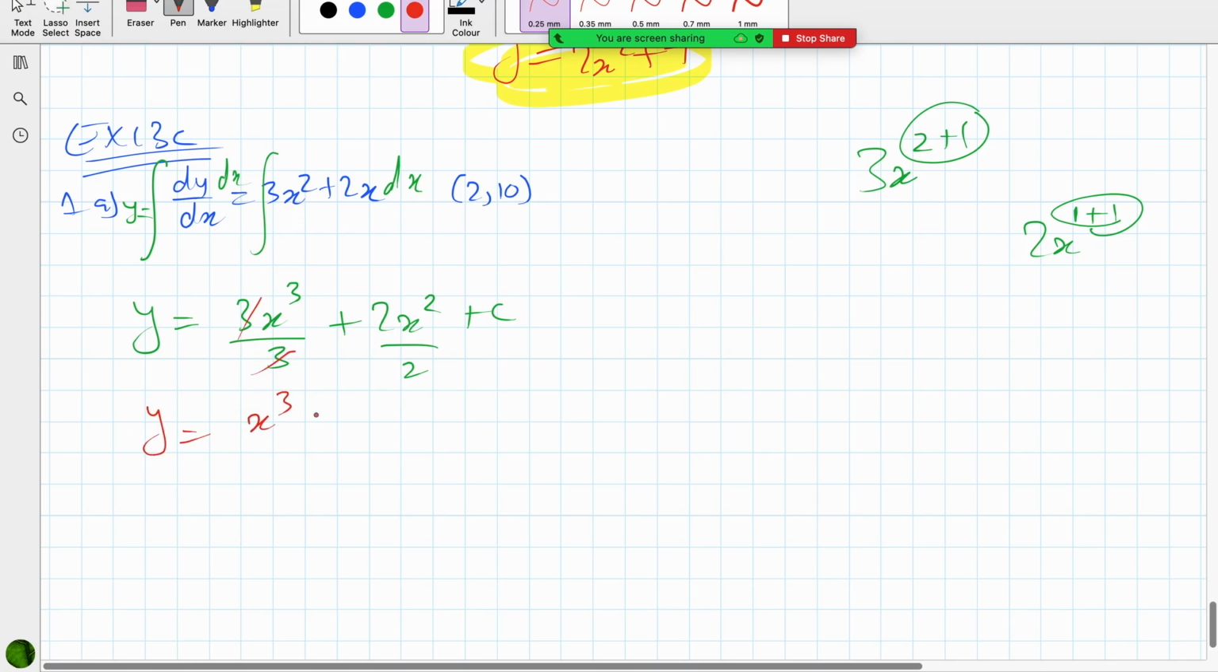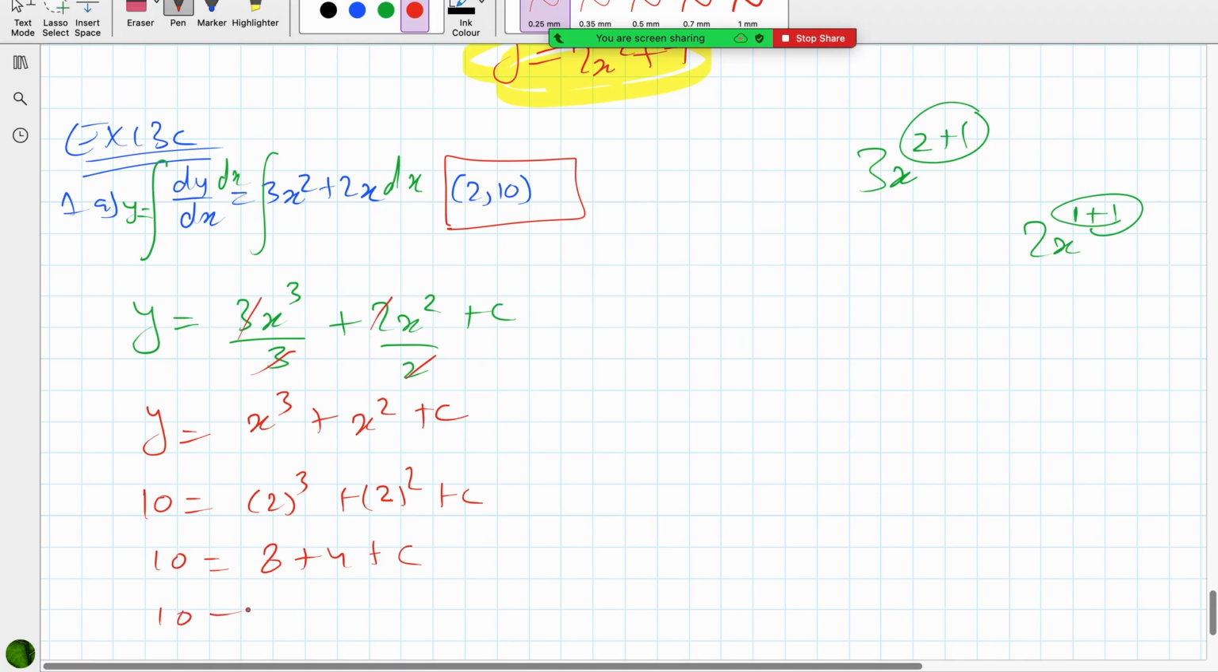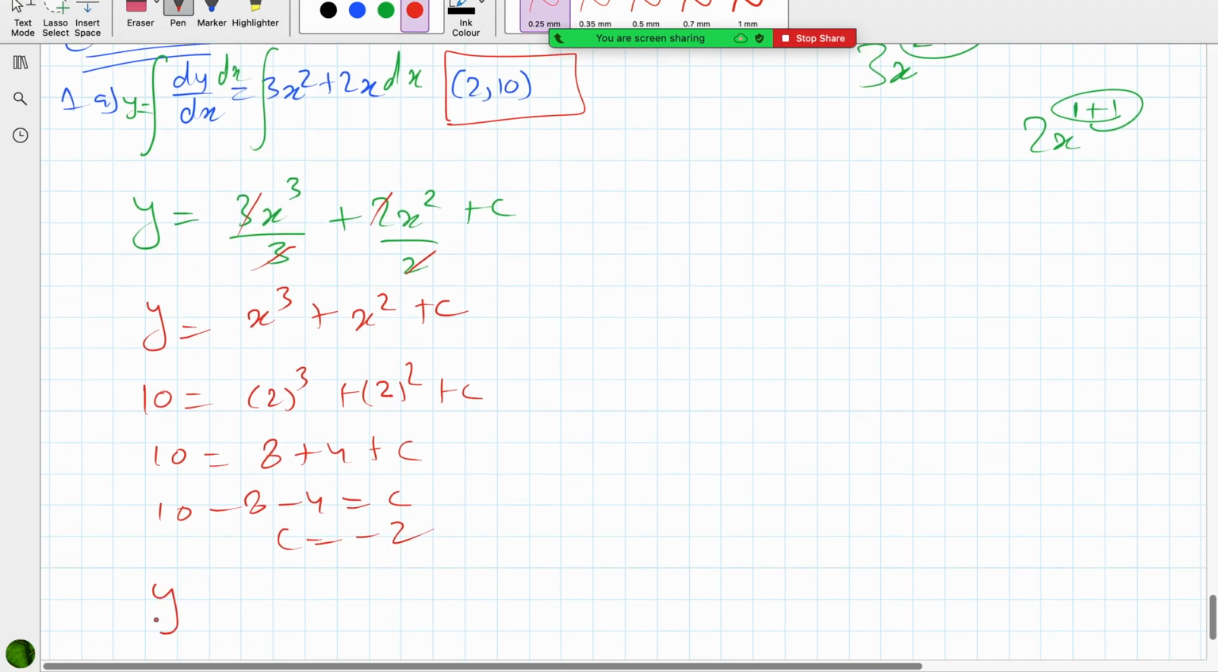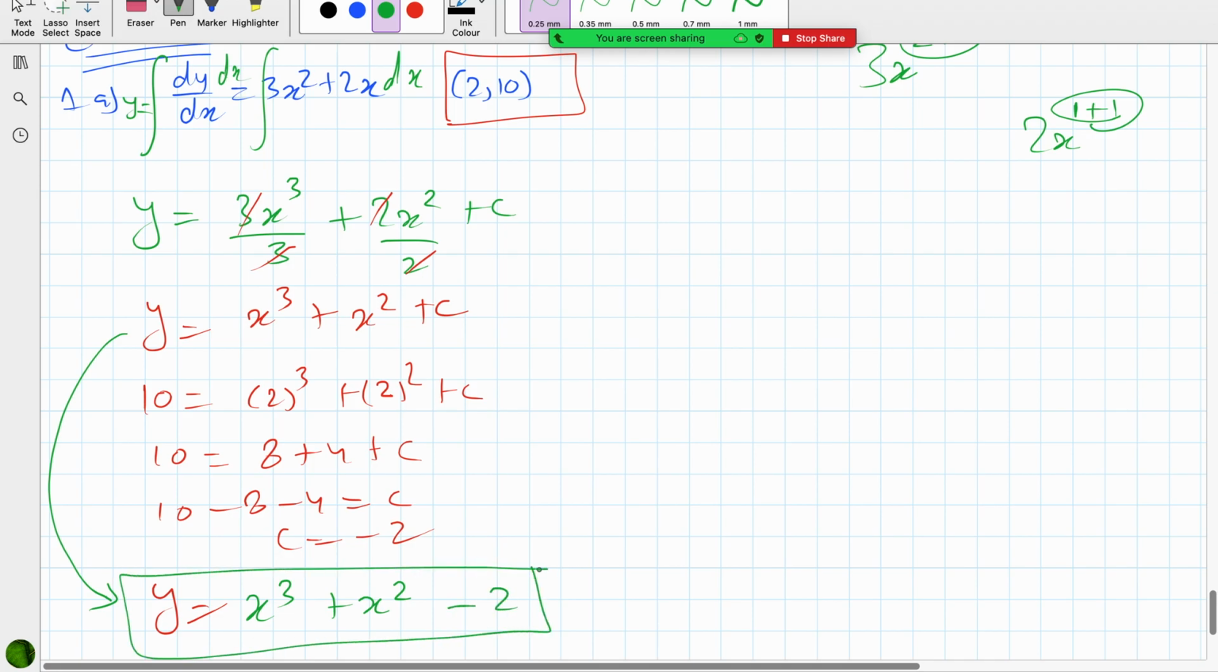So just simplify it before we find c. Now we know that it passes through (2, 10). So y is 10 and x is 2. We solve for c. 10 equals 8 plus 4 plus c. 10 minus 8 minus 4 equals c. c is equal to minus 2. So my equation is y is equal to x cube plus x square minus 2. Getting it?